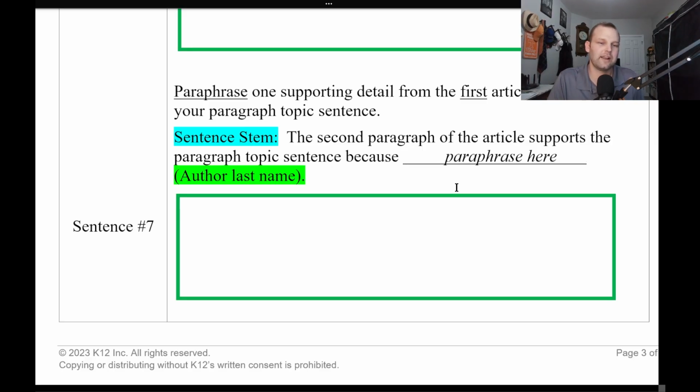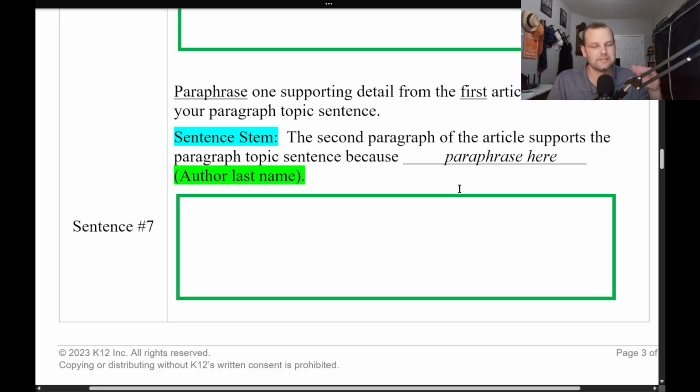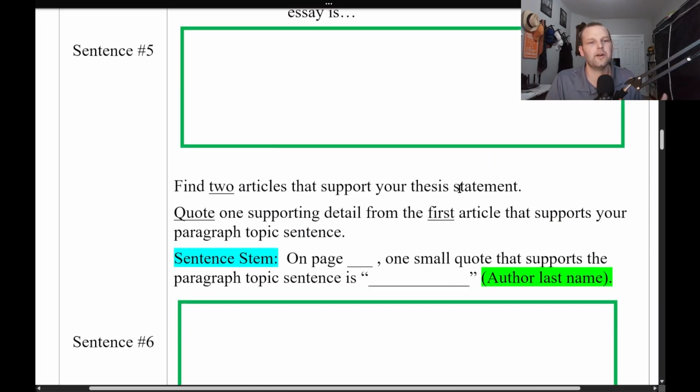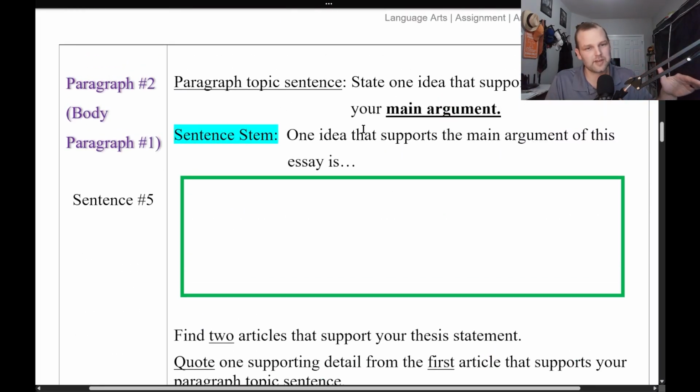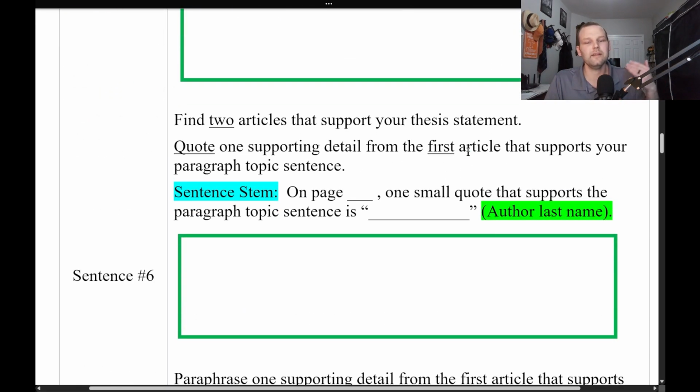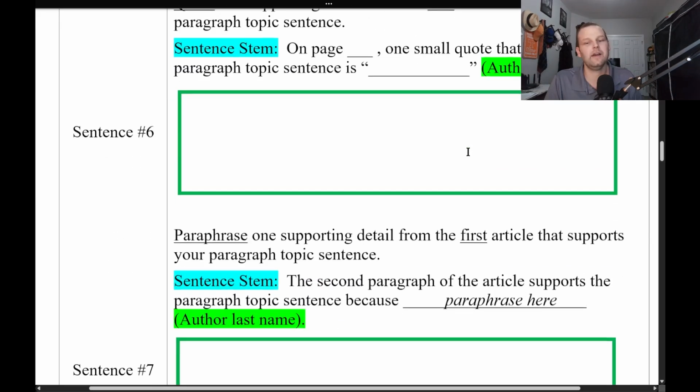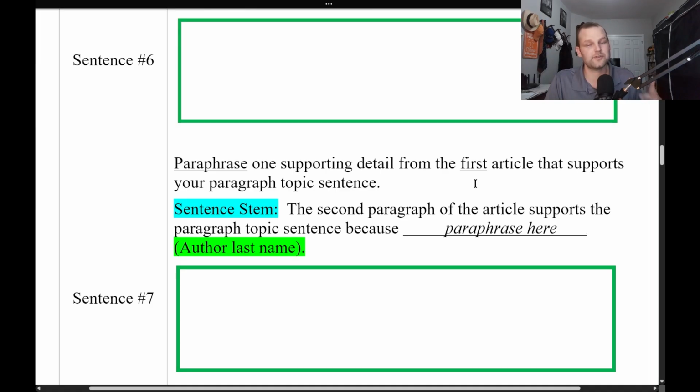So you need to give credit to the author by putting their last name in parentheses at the very end of your sentence when you're done paraphrasing or rephrasing those words from the article. So this is a good sequence to start your body paragraphs. You started with your topic sentence, explaining what the whole body paragraph is going to be about, and you're also supporting the main idea, the main argument of your essay. Then you're moving on to a quote, and then you're paraphrasing. So those are the first three sentences of your body paragraph.